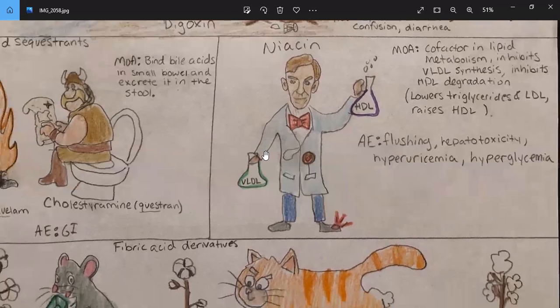So then we'll move on to niacin. So Bill Nye, the science guy, niacin. Mechanism of action is this is a cofactor in lipid metabolism. So it inhibits VLDL synthesis and inhibits HDL degradation. So essentially what that means, because the wording always confuses me, it's going to lower your triglycerides and LDL, which are bad, and raise your HDL, which is good. So here, Bill Nye, he is lowering the VLDL and he is raising the HDL.